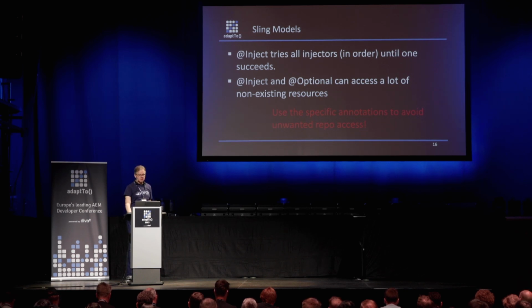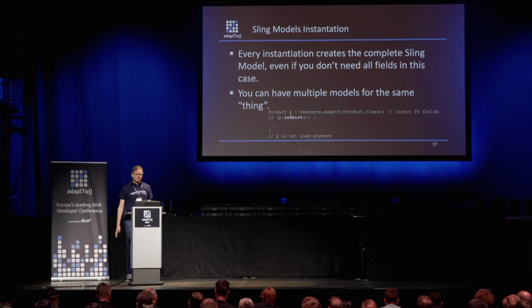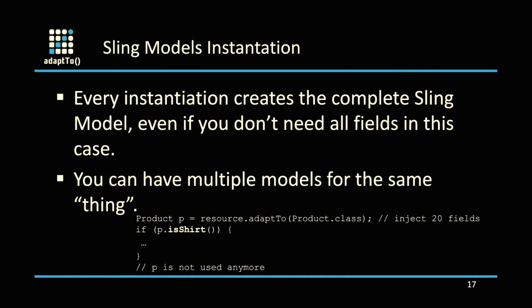It's too easy. The next thing is, Sling models are great. I optimize them. For my case, I use value map value where I need a value map value. But I have 100 injections. Yes, that's my Sling model I use here.